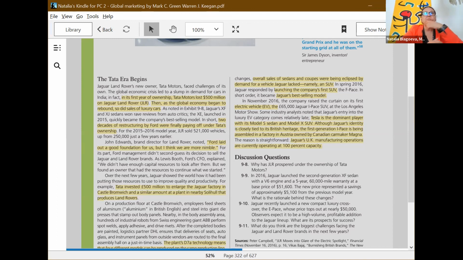They had success with some models. And actually, they started seeing the results of the big investment Ford made. They did some improvements in investment too, but the biggest benefits were really coming out of the long-term investments and strategy which Ford started. As John Edwards, the brand director of Land Rover, noted, Ford laid out a good foundation for us, but I think we were more nimble.